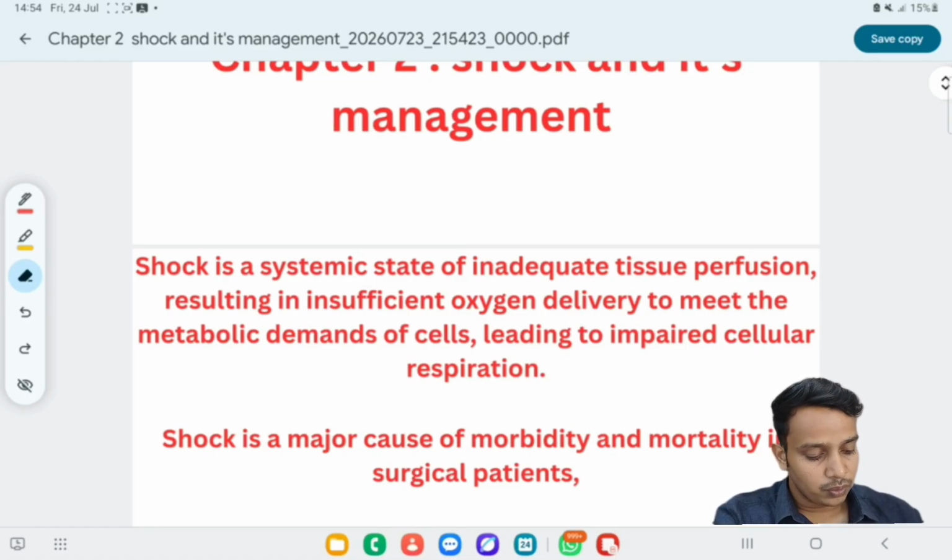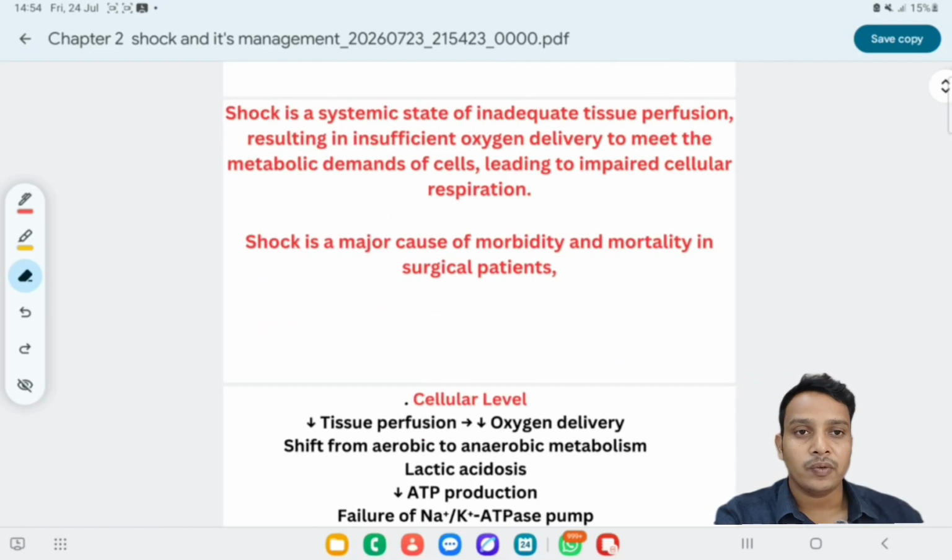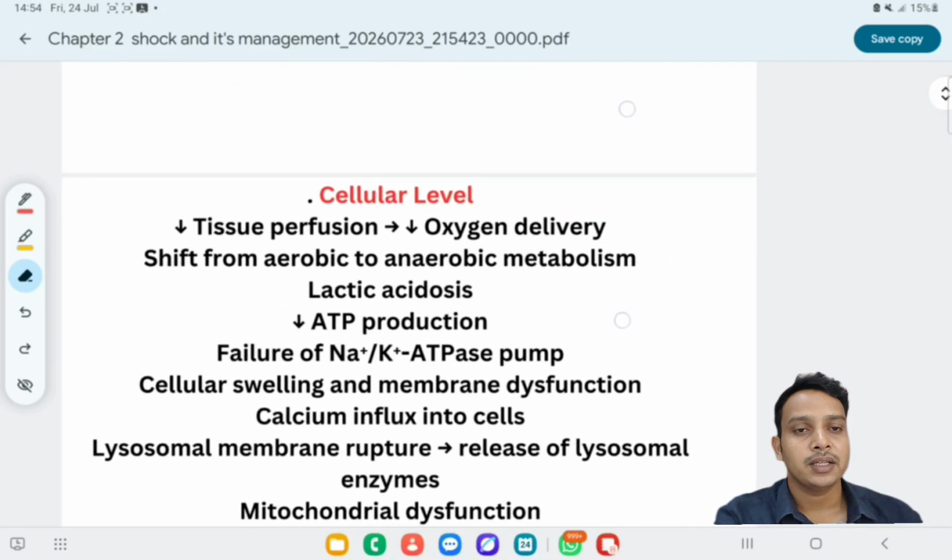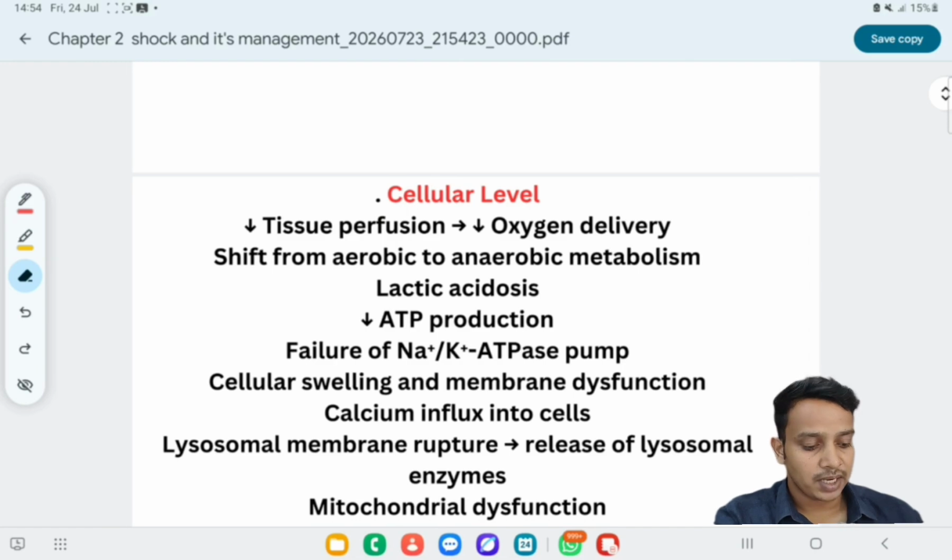So there are some pathophysiological changes which are happening at our cellular level, at our microvascular level and at the systemic level. So what happens at cellular level? Whenever there is a decrease in tissue perfusion, there is a decrease in oxygen supply to the tissues. So whenever there is a decrease in oxygen supply to the tissues, anaerobic metabolism will happen and there is a formation of end product of anaerobic metabolism. One is the lactic acidosis.